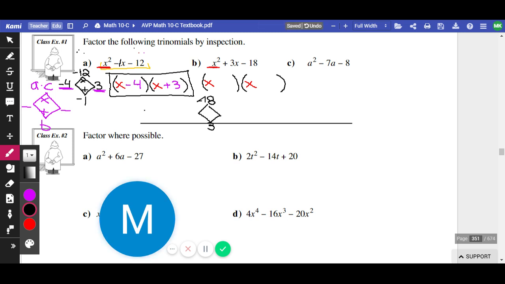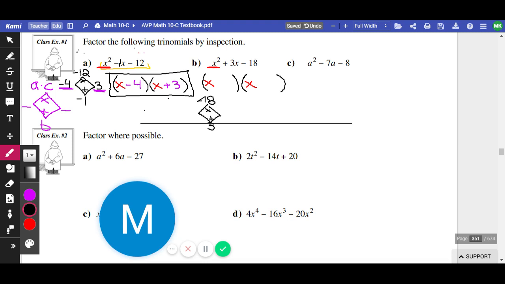On the sides, it's two numbers that multiply to be the top, and add to be the bottom. Anyone got that one? Yeah, you got it? 6 and negative 3. 6 and negative 3 would work perfectly.